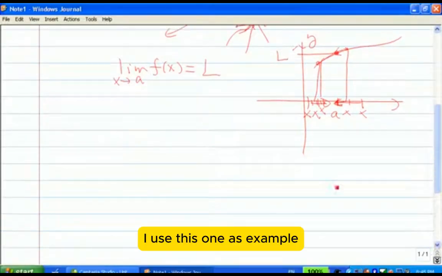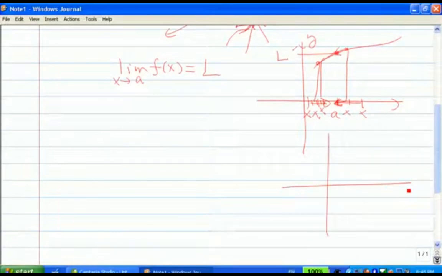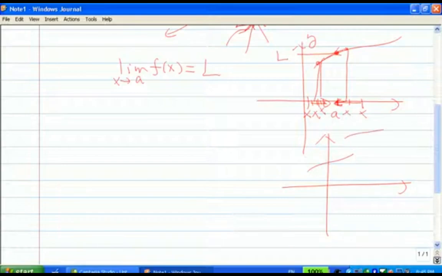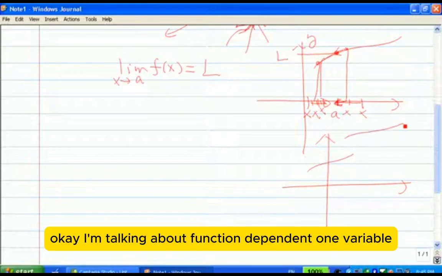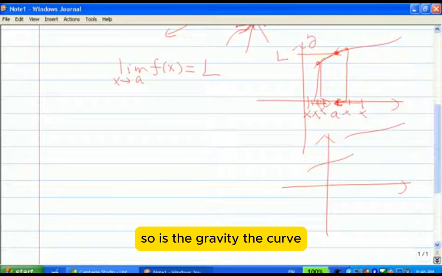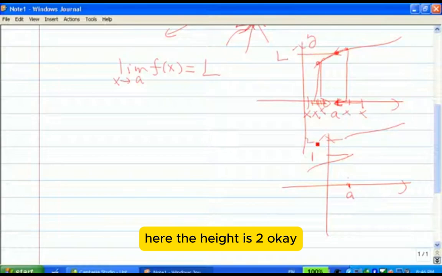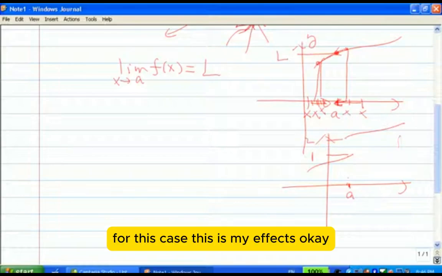I'll use a one-variable function as an example. For example, my function looks like this. I'm talking about a function depending on one variable, so its graph is a curve. Say this point is a. Say here is 1, and here the height is 2. For this case, this is my f(x).